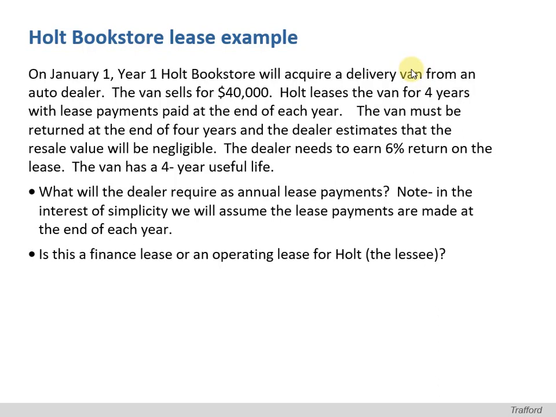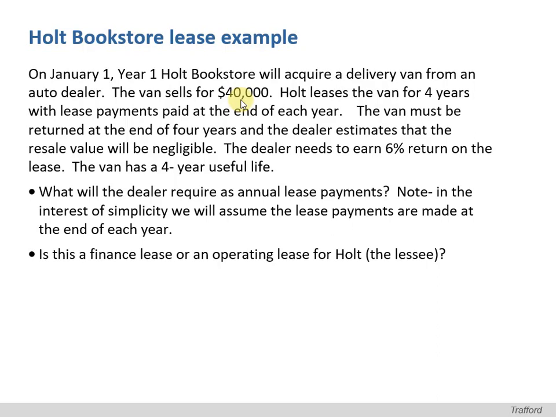They decide that they need a delivery van, so on January 1st of year one, they go to an automobile dealer, and at that dealership they find a van that the dealer would sell for $40,000. Holt decides that they don't want to buy the van. Instead, they want to do a leasing arrangement. So they want to lease that van for 4 years.